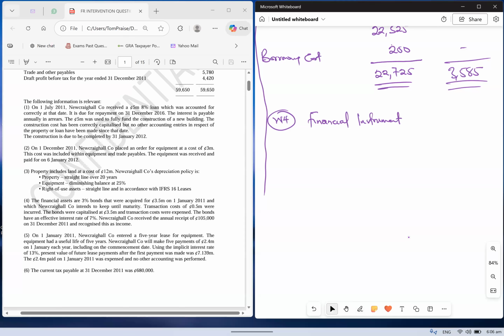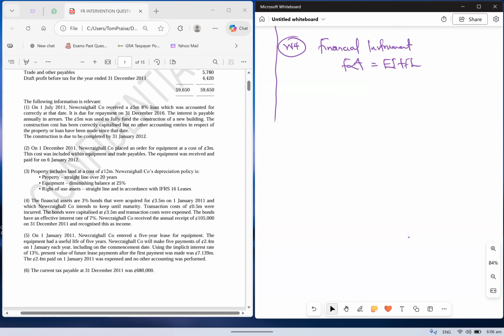Now, financial instrument operates on the accounting equation. If you know your accounting equation, asset is equal to equity plus liability. So we call this one financial asset. We make this one equity instrument and financial liability. How do we do financial assets? And I think your question here is about a financial asset.